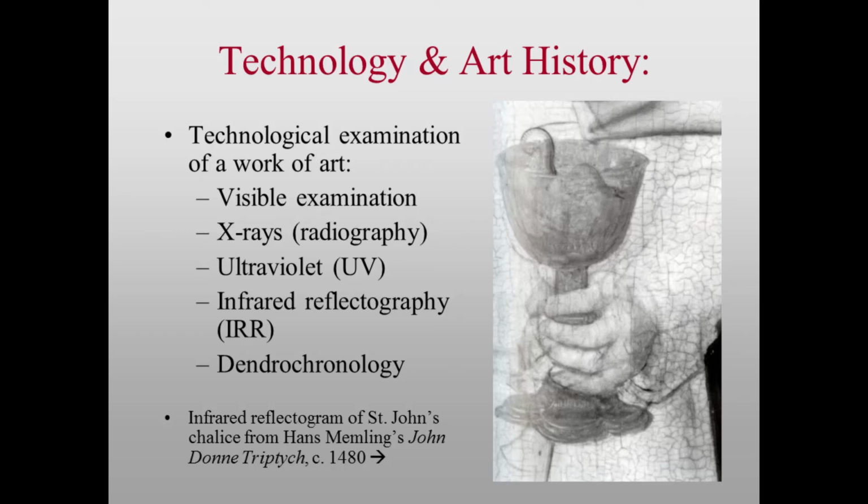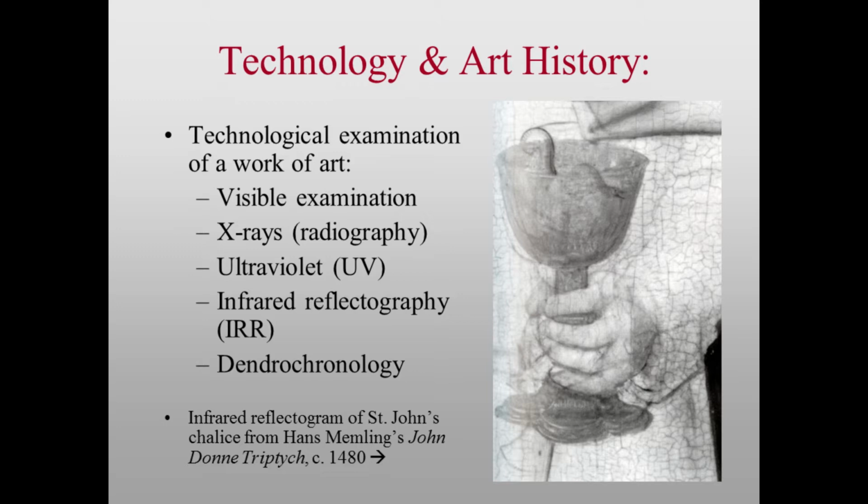The technological examination of a work of art has become very important for art history. And so I want to talk to you about some of the ways that technology is used with art history. And as you can see, I have a list of different ways to examine a work of art. And the first one would be the visual examination of the visible surface.